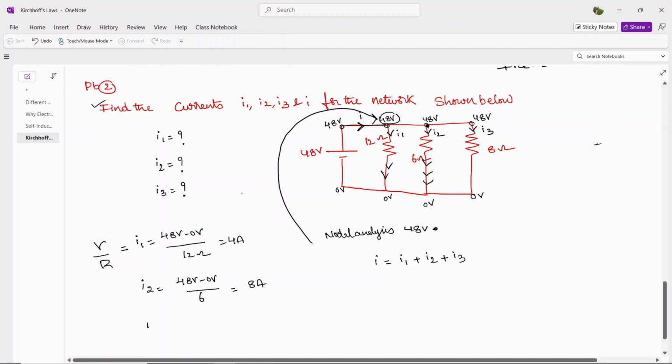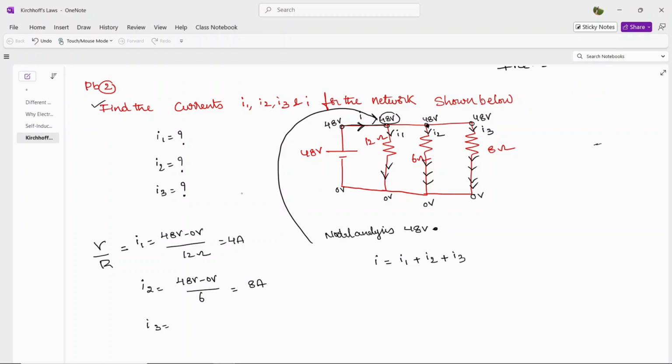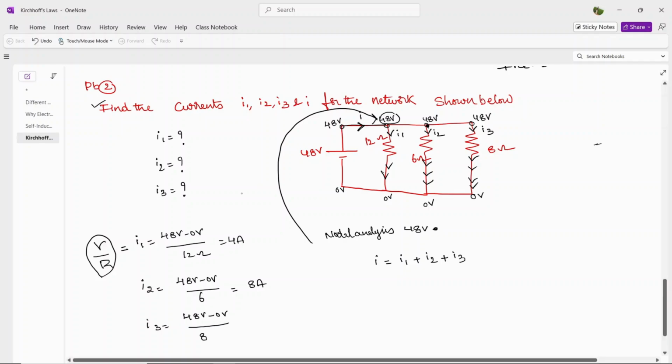Next, the value of I3. The current I3 flows in this 8 ohm resistor. The current can be written with the formula V by R. So we write the voltage as 48 volts minus 0 volts, which is high potential minus low potential, divided by R, which is 8. So 48 by 8 is nothing but 6 amperes.